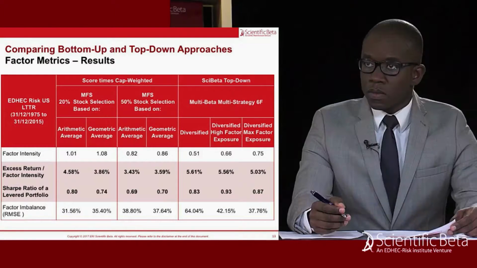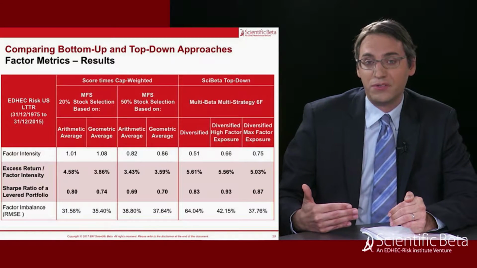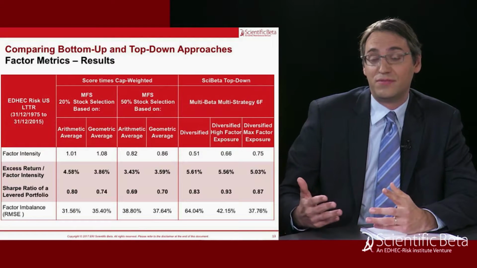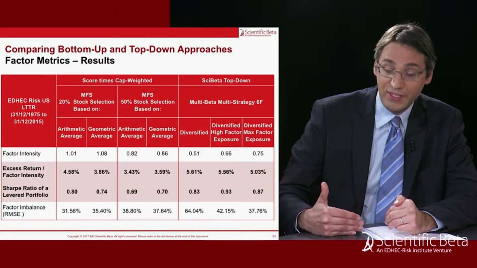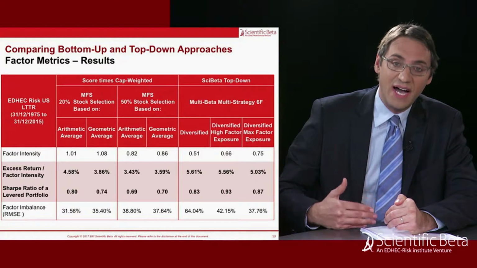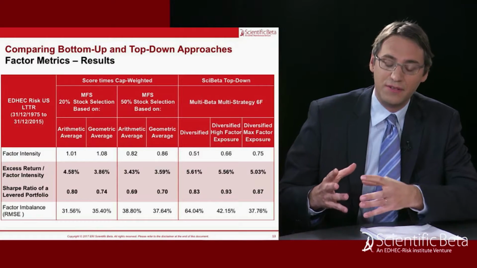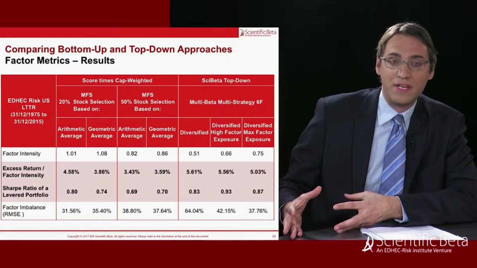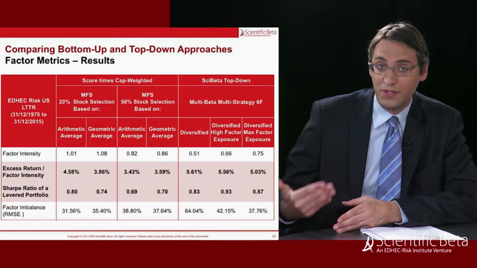So they have factor intensities here of about 1, or levels higher than 1, whereas the top-down approaches actually reach a level of 0.75 at most. So by concentrating into few stocks with high multi-factor exposure, of course, you do get high factor intensity. Now, the question is, what is the efficiency of this factor intensity? And for this, we can look at the excess return per unit of factor intensity.